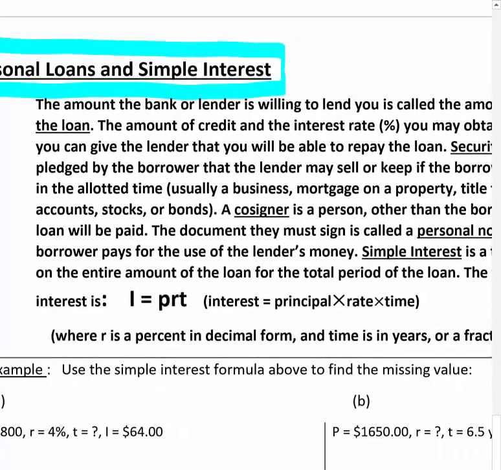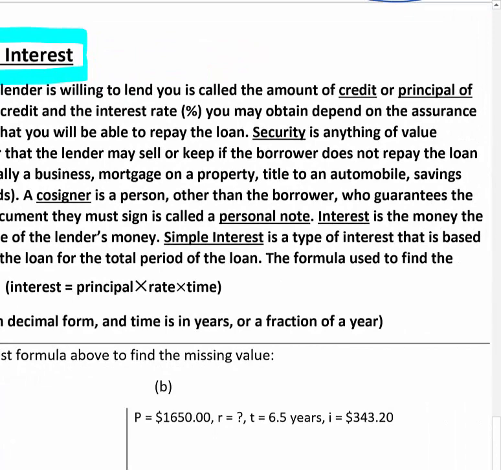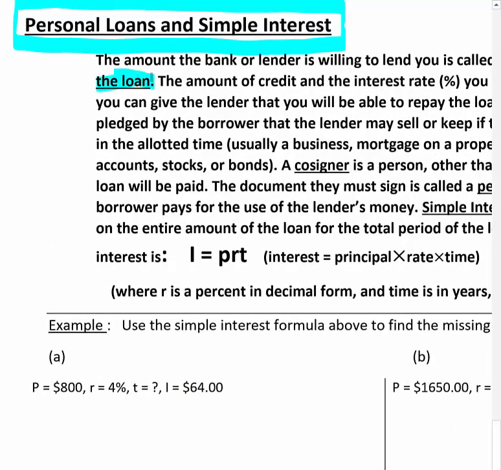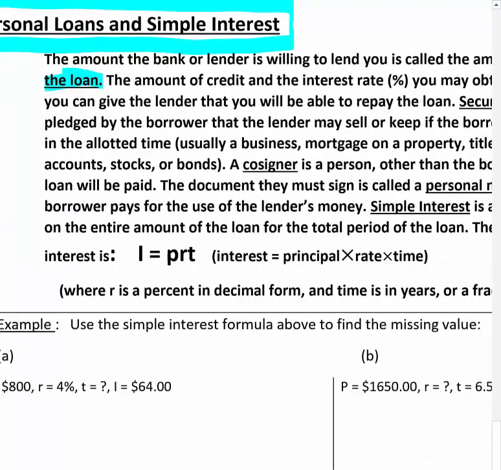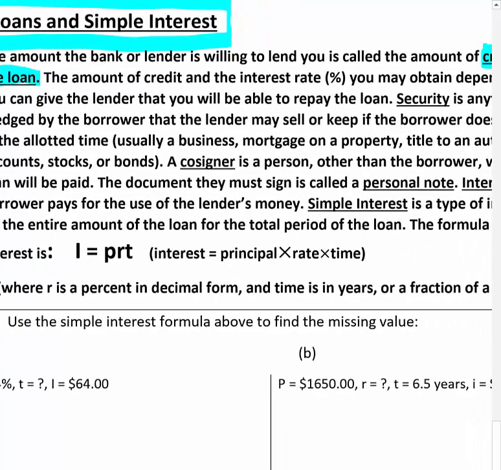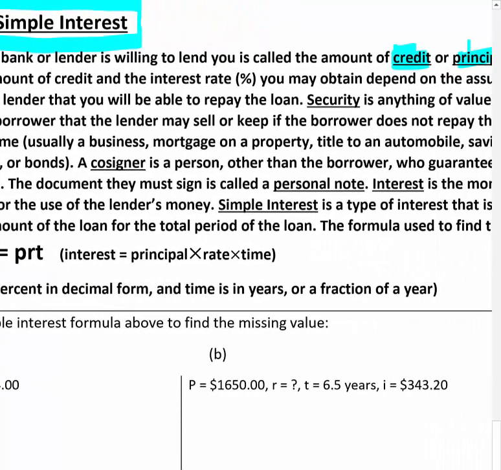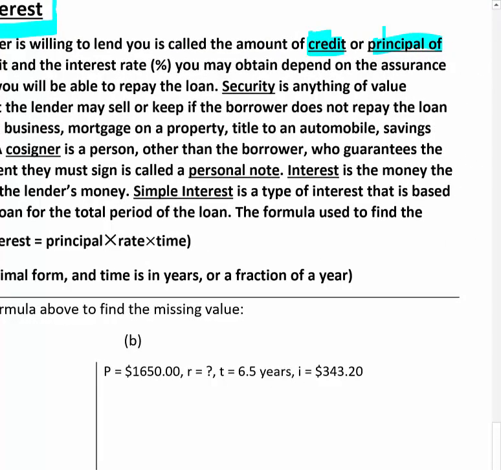The amount the bank or lender is willing to lend you is called the amount of credit, or the principal of the loan. The amount of credit and the interest rate you may obtain depend on the assurance that you give the lender that you will be able to repay the loan. That usually has to do with your credit score and all kinds of other things too. Sometimes they even ask how much you make each year, they get really personal. But they just want to make sure that you'd be able to pay it back in the amount of time that they're going to put in the contract.